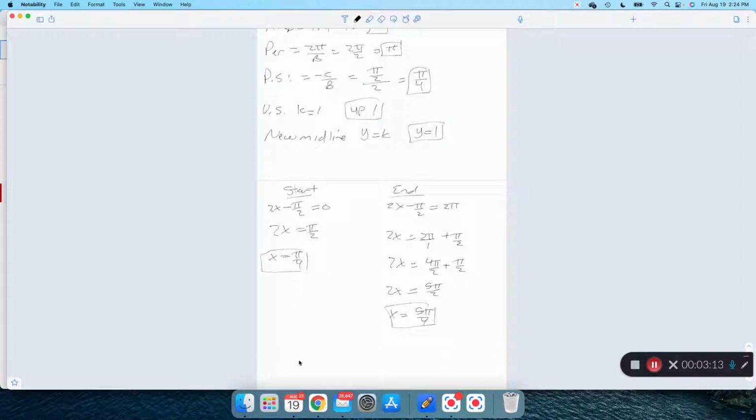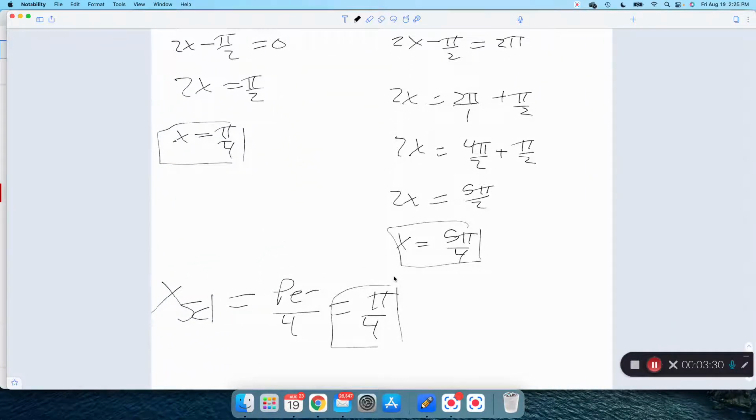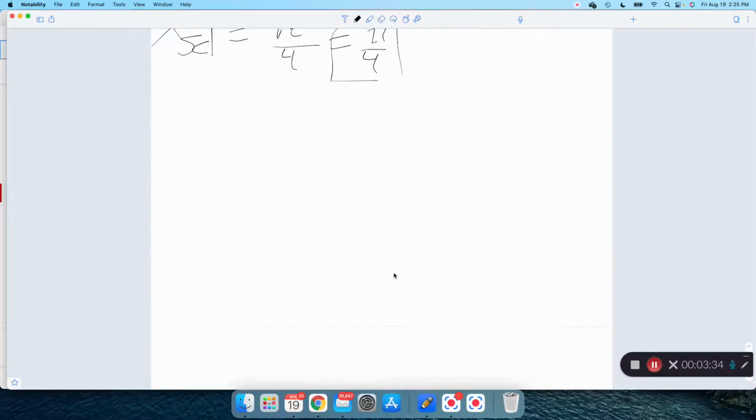Okay, we find our x scale. That's always the period over 4. My period was pi. So my scale is pi over 4. Everybody's pi over 4. We're pretty happy. We want all our x's to have the same denominator. Okay, we're ready to graph.